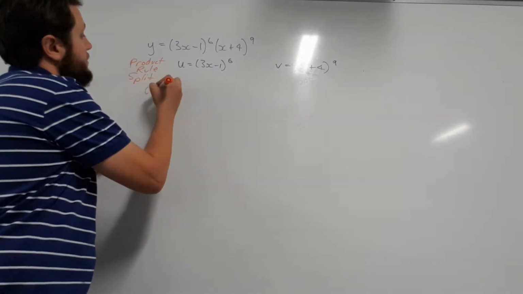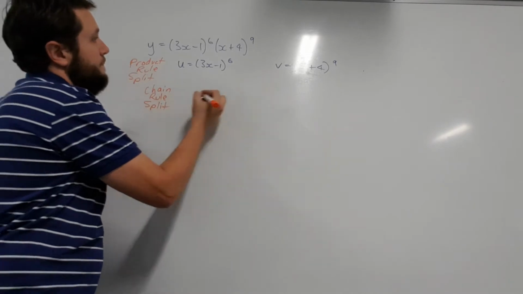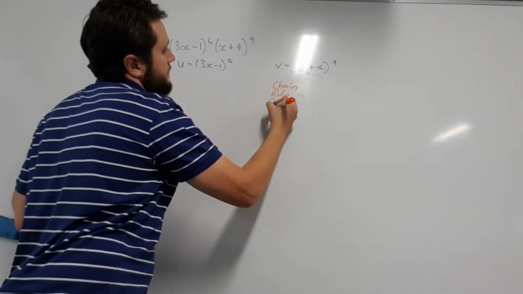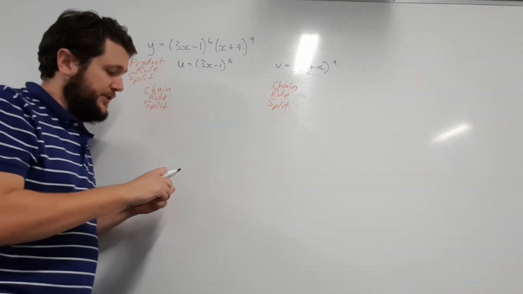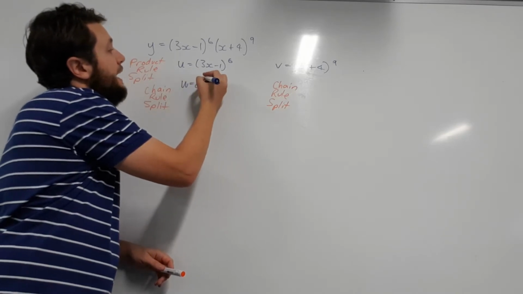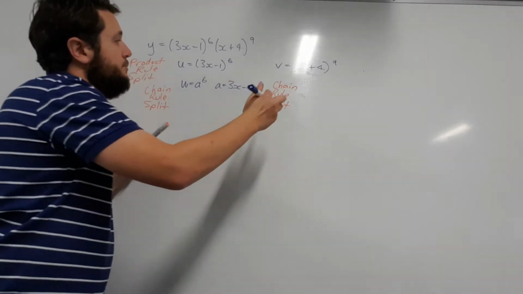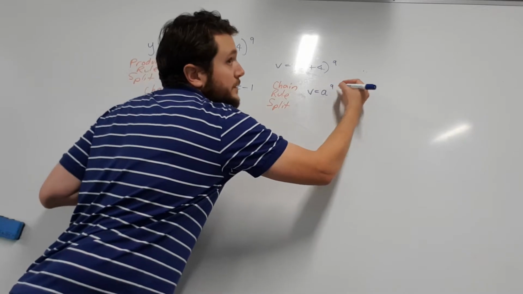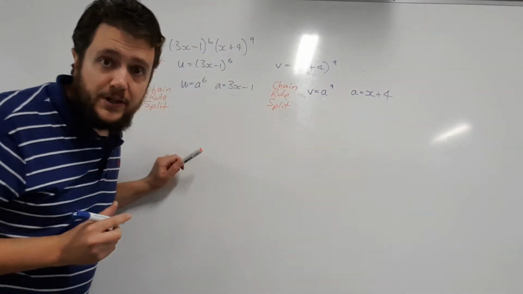So, chain rule split. Here we go. We're going to need to use a letter other than U this time. So, we'll make it A. A can be what's in the brackets, 3x take 1. We'll do the same over here, where A is what's in the brackets. You see over that side?